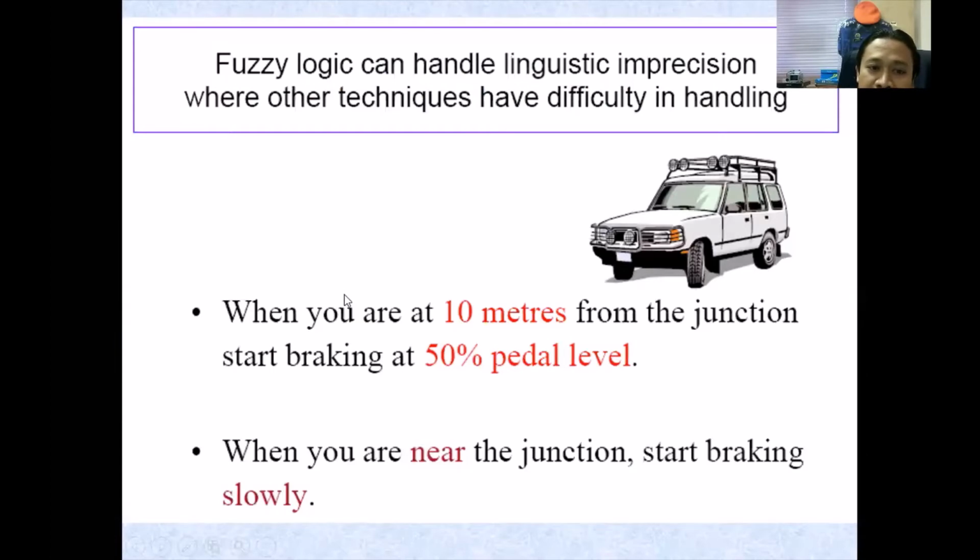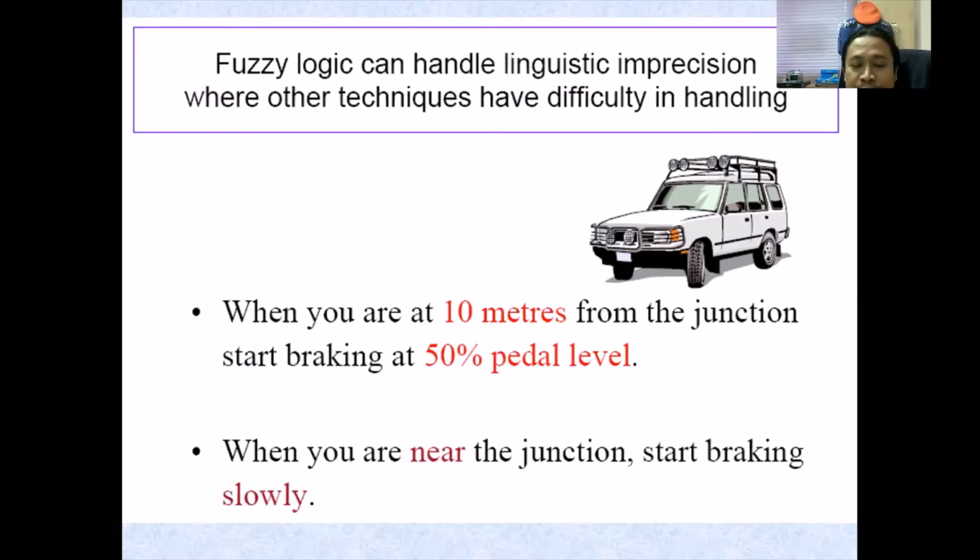Okay, for example, normally when you are near a junction, you start braking slowly. So we can set it like this. When you are near, what is the range for near? Maybe 1 to 10 meters from the junction. Then we can also set braking slowly. How do we set the range of slowly? Maybe 60% to 70% pedal level. That is the range for slowly.